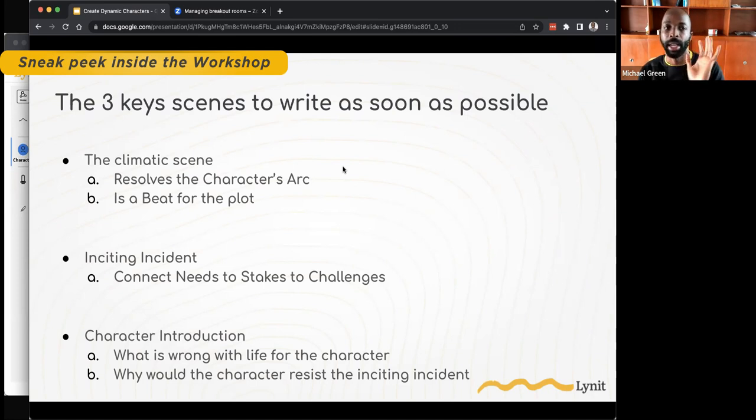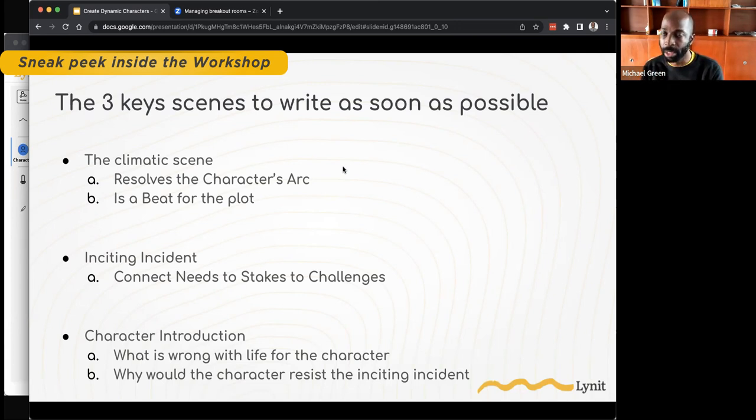The climactic scene that resolves the character's arc is also a beat for the plot. So it's not just that the character realized the true meaning of friendship in that scene, but also, how does that scene progress the plot? So really try to make sure you can tie your character's development to the plot.